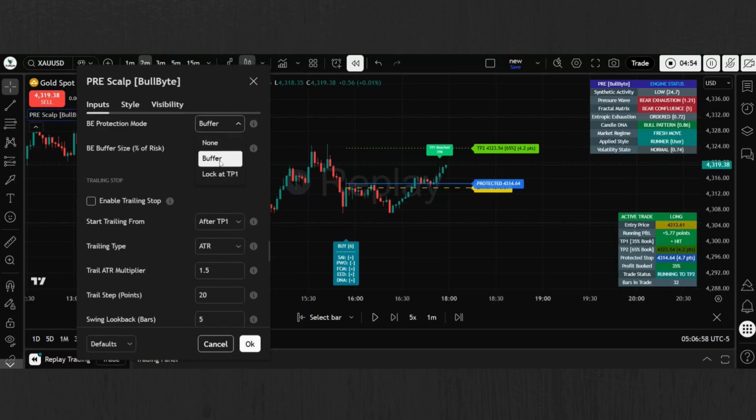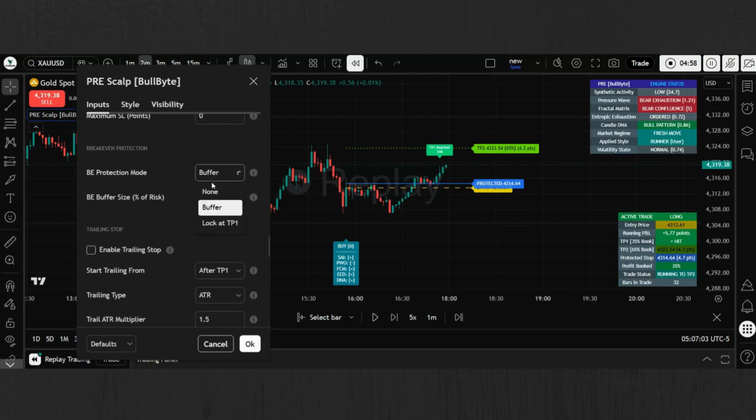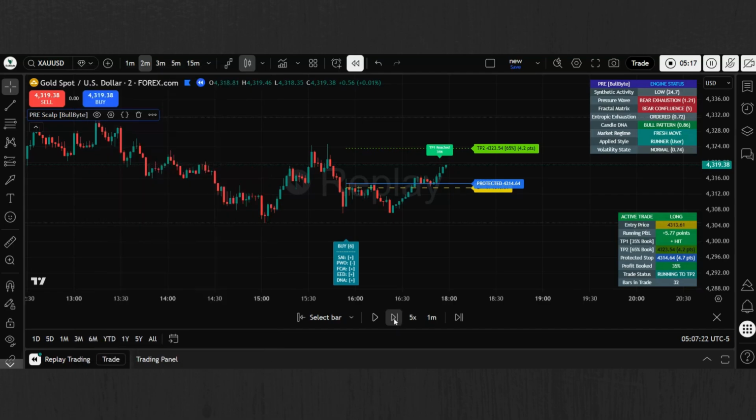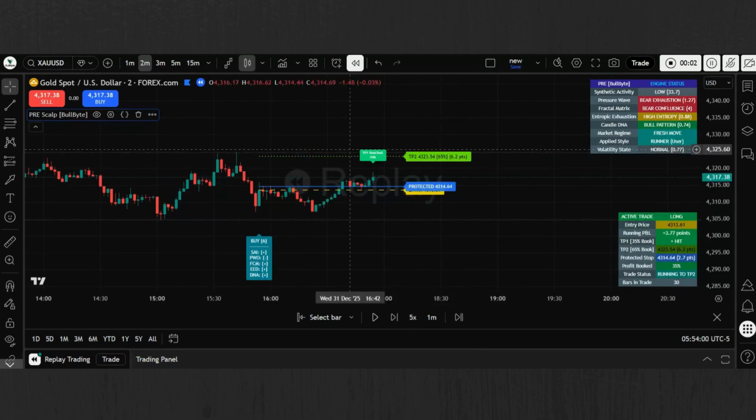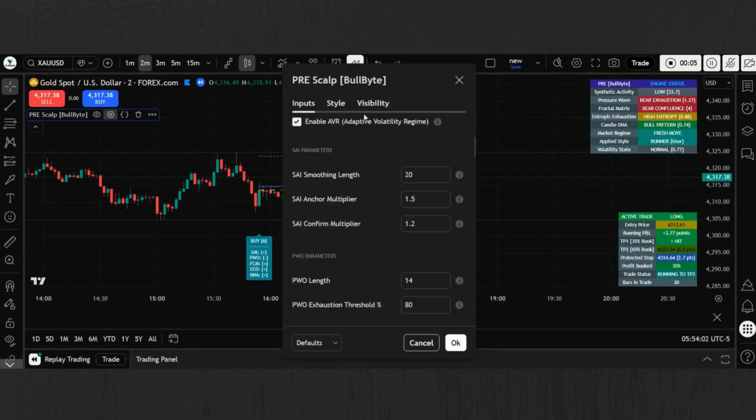Now let me show you one of my favorite features, the profit protection system. Go to the break-even protection section in settings. You have three options. Option 1, none. This means the stop stays at its original level. Your profit runs freely until TP2 or TP3, but you also risk giving back gains if price reverses. Option 2, buffer. This automatically protects your profits at a certain level after TP1 is hit. By default, it moves your stop to entry plus 15% of your original risk. You can adjust this percentage.